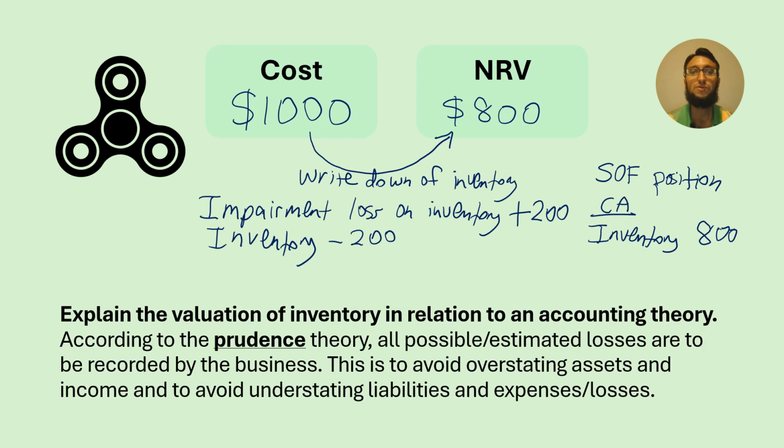The reason for doing so is in line with the valuation of inventory related to the prudence theory. According to the prudence theory, all estimated or possible losses are to be recorded so as to avoid overstating the amount of assets in the business or income in other cases.